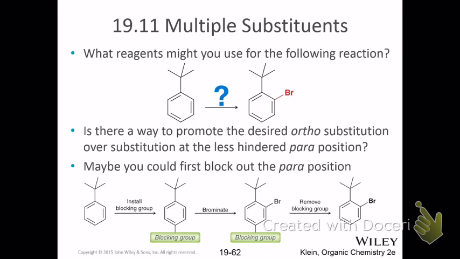Right? So you have the T-butyl group, put the blocking group on the end, that's the sulfonation step. Then you brominate, and then you remove the block. So those are the standard steps when you have two groups next to each other, even though they're ortho-para, and one's really big. You can't work around it.